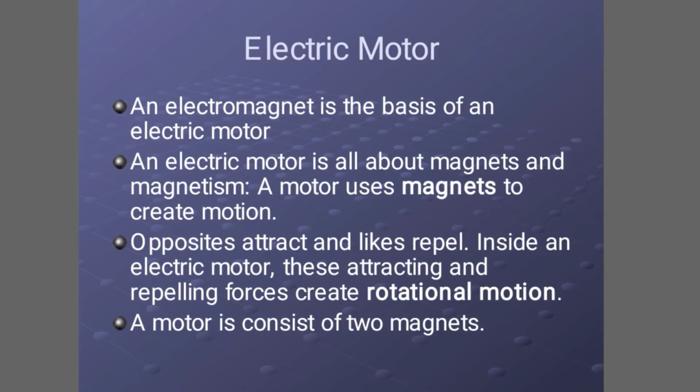It is all about creating motion. Opposites attract and likes repel inside an electric motor. These attracting and repelling forces create rotational motion. A motor consists of two magnets. Then go to another slide.